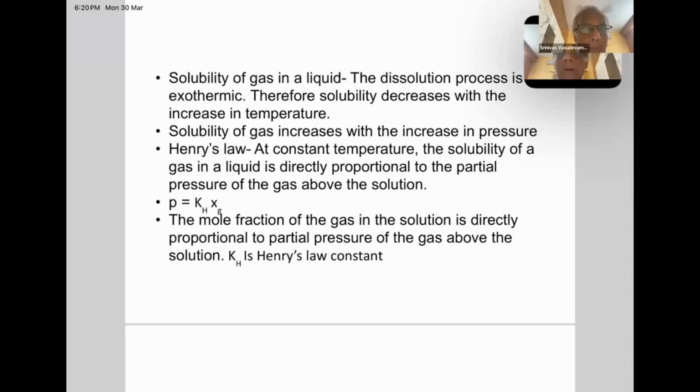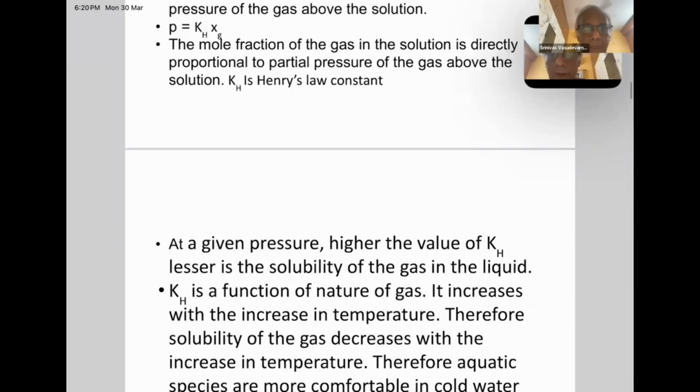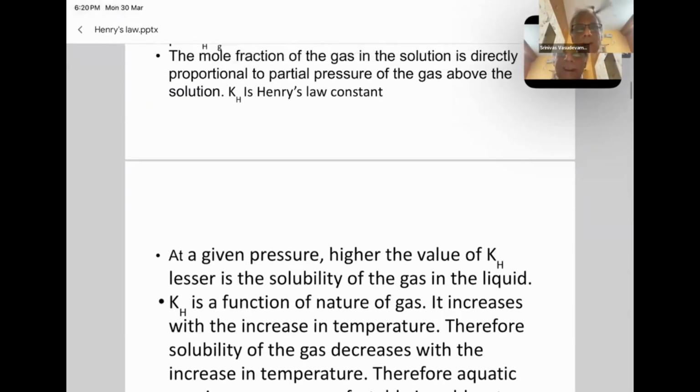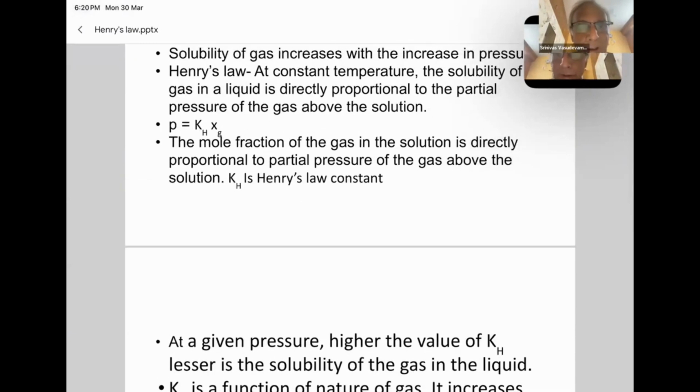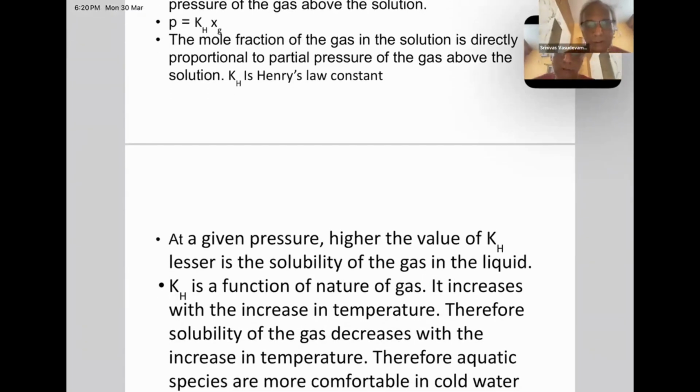P is the partial pressure of the gas that we apply above the solution, equal to Kh, Henry's law constant, which depends on temperature, into the mole fraction of the gas present in the solution. Let us say at a given constant pressure, I compare the solubility of the gas. So P equals Kh into mole fraction of the gas. When the Kh value is higher, solubility becomes lesser. Higher the value of Kh, lesser is the solubility of a gas in the liquid.